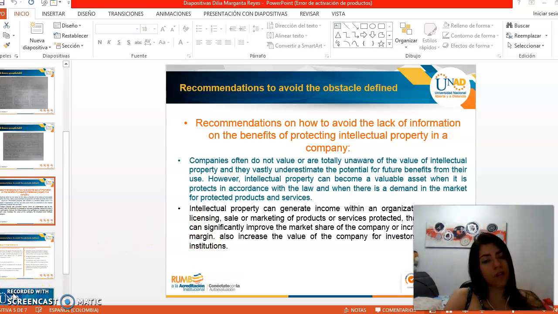Companies often do not value, or do not totally add, the value of intellectual property, and they base it on the potential for future benefit from its use. However, intellectual property can become a valued asset when it is protected in accordance with the law and when there is demand in the market for the protected products and services.